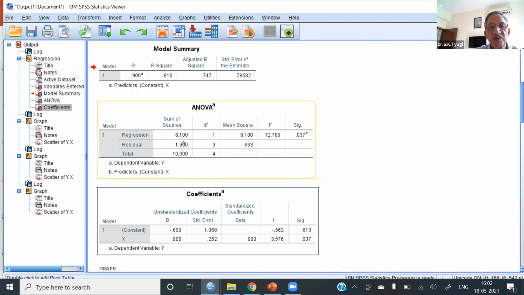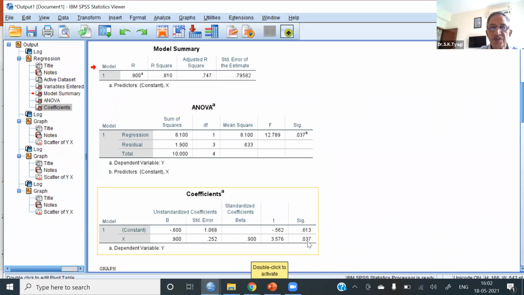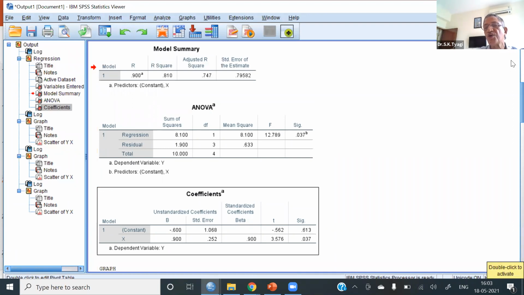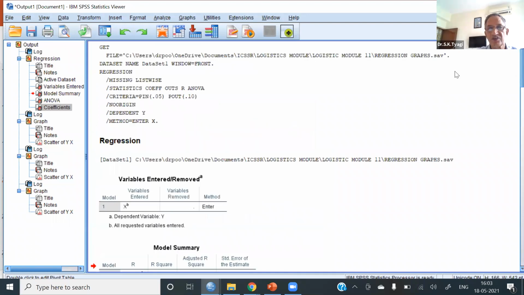Now, the second thing is the regression sum of squares, residual sum of squares, and total sum of squares, and the F value. This F value indicates whether your model is significant or not, and then this value indicates whether your X contributes significantly or not. These are the things which we will see in detail tomorrow, but I tried to make the building blocks of this regression analysis.